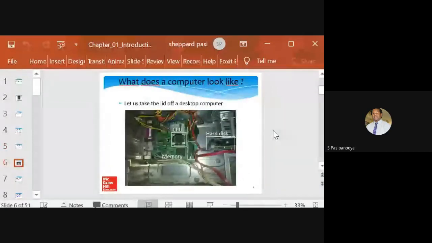Right. So, for some of us, we've never seen the inside of a computer. And that is how a computer looks like. Basically, any computer that ever existed needs memory. Any computer that has ever existed needs a central processing unit.